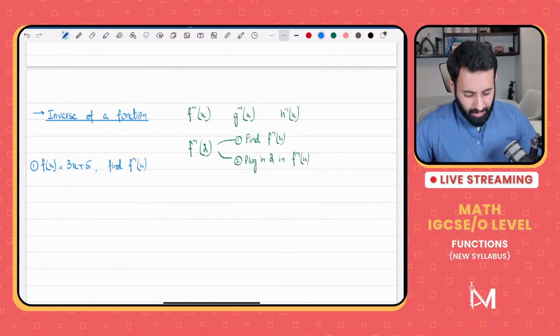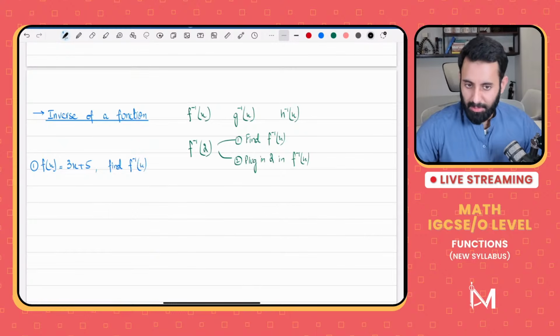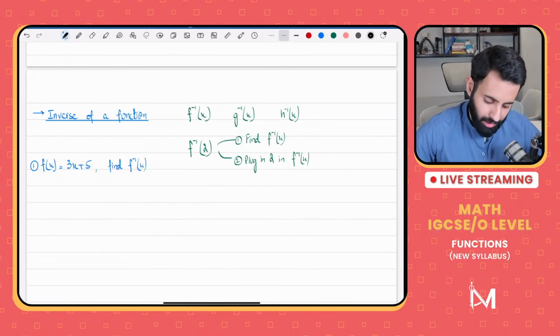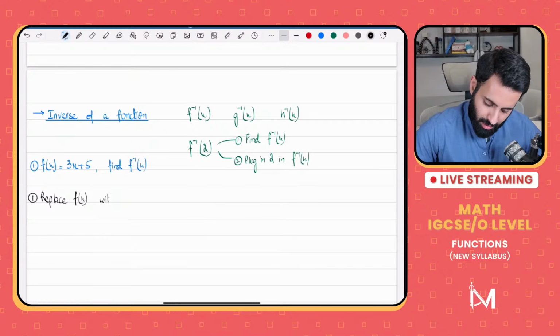Now, you don't have to write the steps in exam. You don't have to follow these steps to the letter. If you can do it directly, that's great, but the more careful you are, the easier it will be for you. So here's step 1. And what's step 1? Step 1 is that you replace f of x with y. So this becomes y equals 3x plus 5.